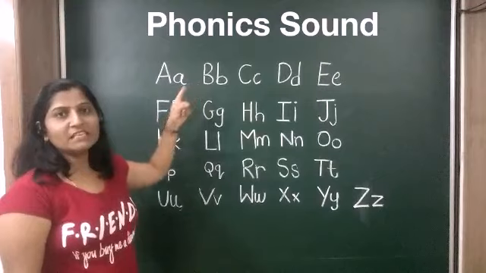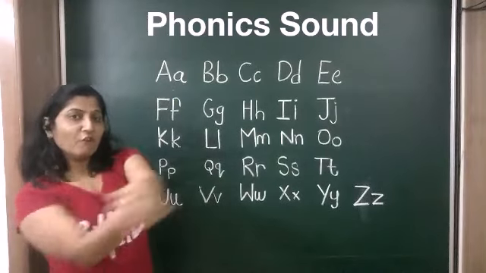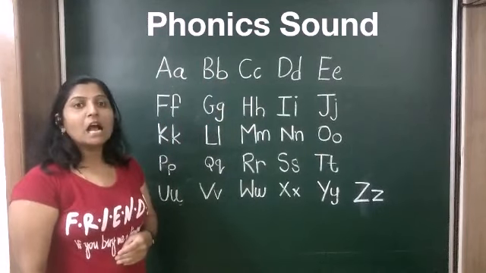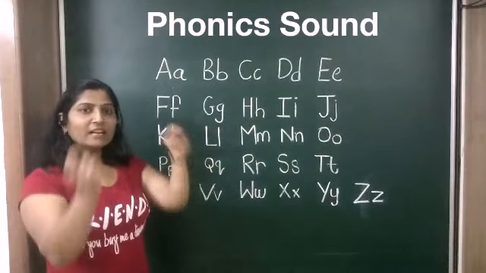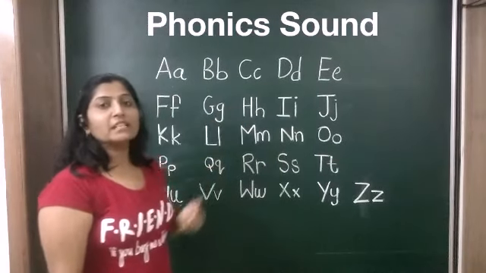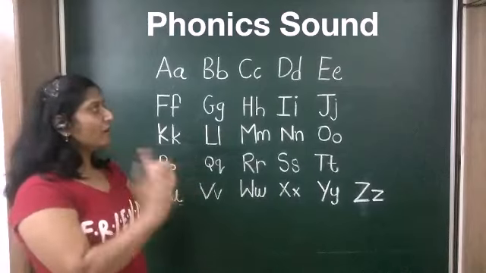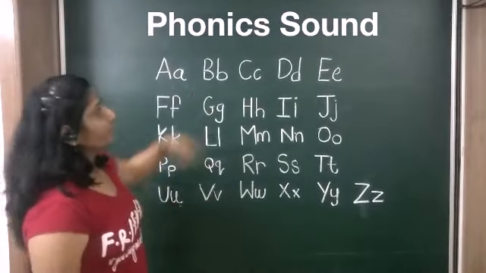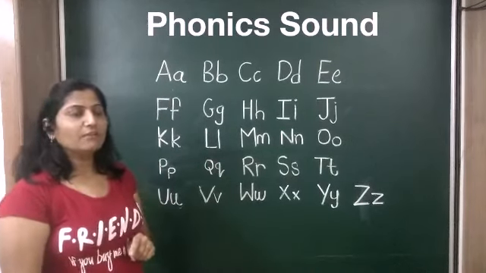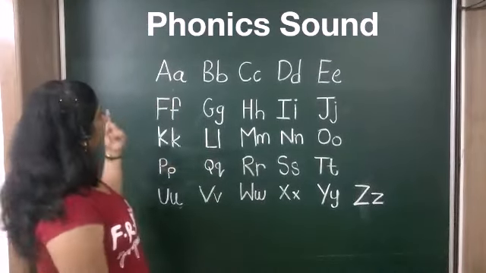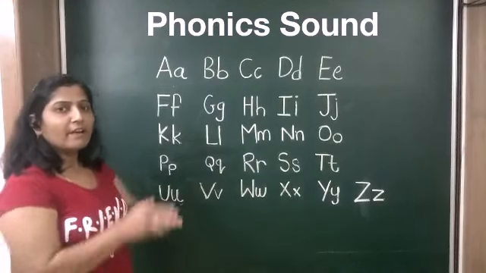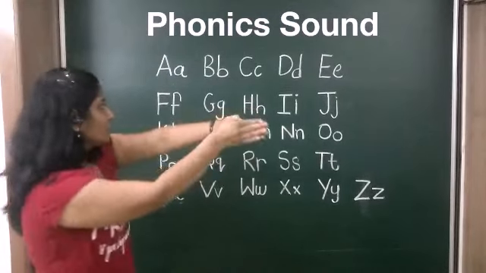B says B for bat. C says C for car. D says D for drum. E says E for egg. F says F for fish.